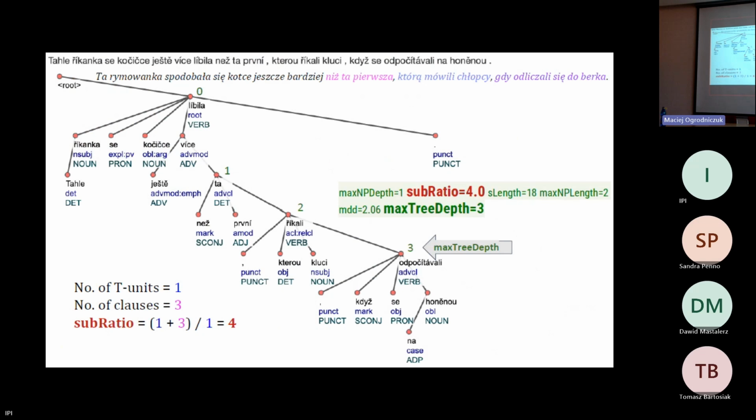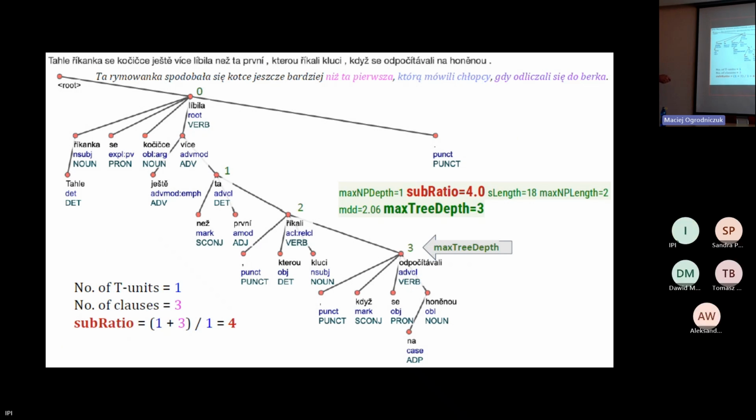You have other sentences which don't have coordination at the top level, so you have only 1 T-unit, and the result for the complexity measure is different. Instead of 2, you get 4. The sentence is not much longer in terms of words, but because you have so many embeddings, the max tree depth is 3, and the subordination ratio is 4.